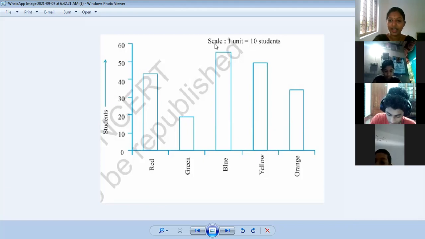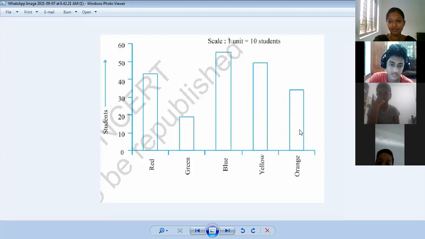Then you can see from the table, 43 students chose red as their favorite color. Then how many chose green as their favorite color? 19. And what about blue? 55. Yellow 49, and orange 34.